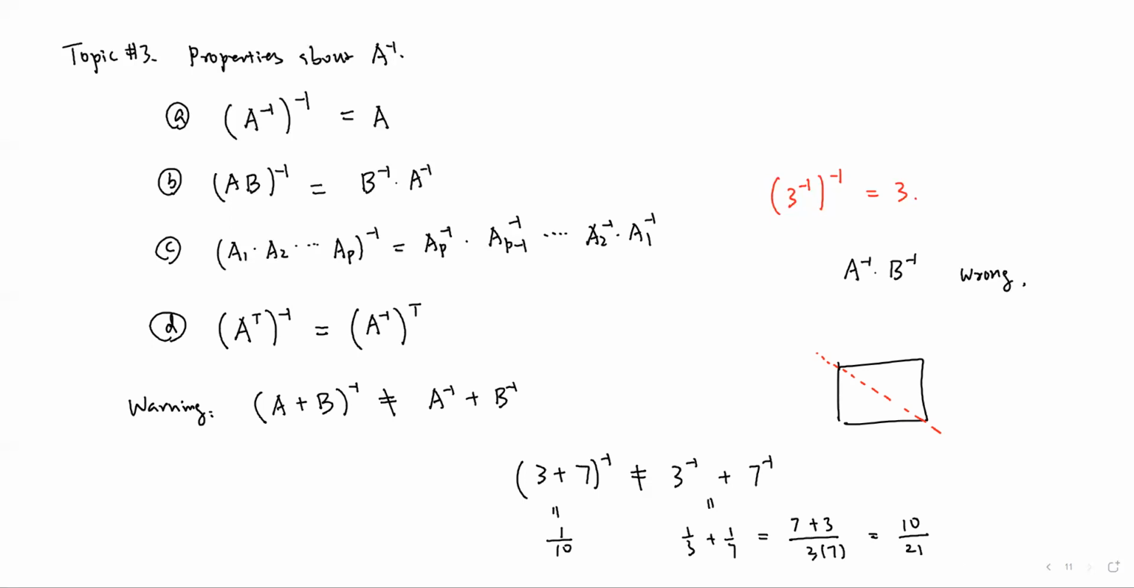I still have 10 minutes, so I can present topic 4. Topic 4 is section 3.3, 2.3. This section has only one theorem. The theorem is called the invertible matrix theorem.